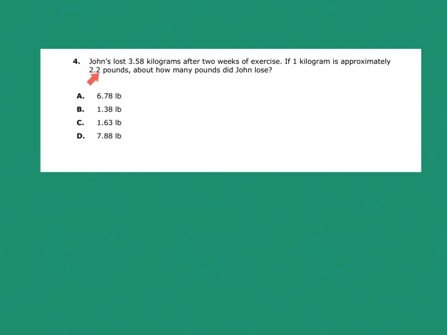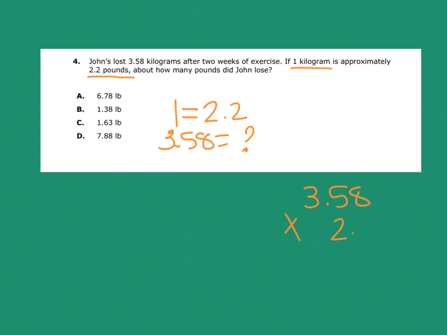Okay, number 4. This should really just say John. John lost 3.58 kilograms after 2 weeks of exercise. If 1 kilogram is approximately 2.2 pounds, about how many pounds did John lose? So this actually already tells me how much 1 is worth. 1 is worth 2.2. And we want to know if I had 3.58, how many would it be? So I just need to simply multiply these. 3.58 times 2.2.